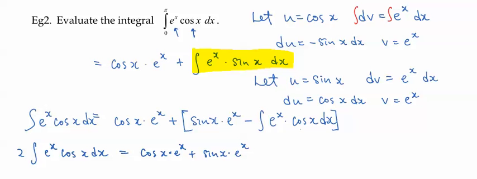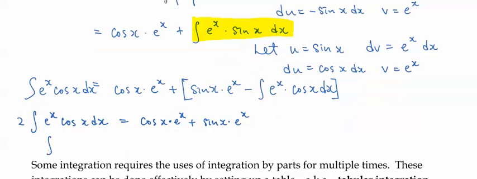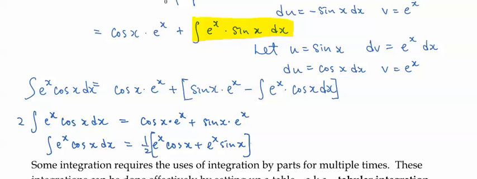And that means the question itself, the integration of this will be the same as 1/2 of this, e to the x times cos x plus sin x. Well, of course, we still need to do the definite integral from 0 to pi.